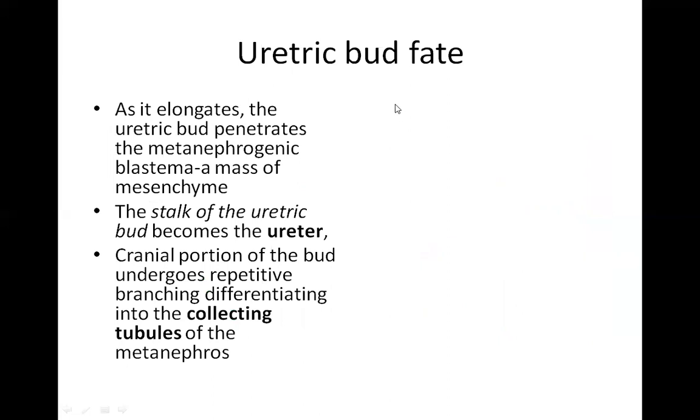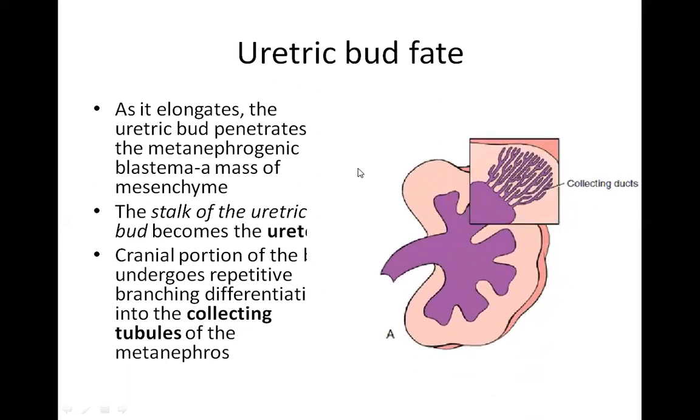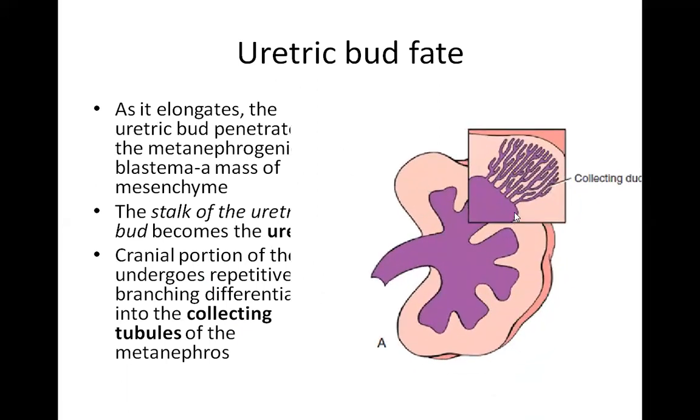So what is the fate of the ureteric bud? As it elongates, the ureteric bud penetrates the metanephric blastema, and the stalk of this ureteric bud becomes the ureter. As the kidney ascends, there will be elongation of the posterior abdominal wall of the embryo, so it leads to the elongation of this ureter. And the cranial part of this ureteric bud undergoes repetitive branching to form the collecting tubules of the metanephric kidney.